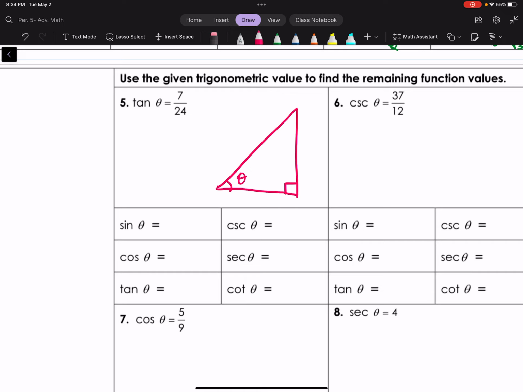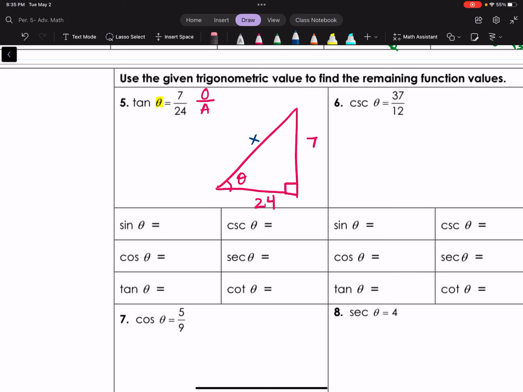So we know that the tangent of theta is equal to 7 over 24. And we know that in tangent, you use the sides of opposite over adjacent. So from theta, I know that its opposite side is 7, and I know that its adjacent side is 24. So the only side that I do not know here is my hypotenuse, which is x.